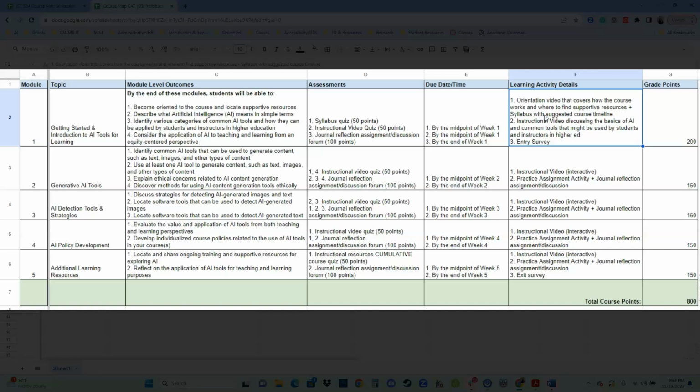And then I have my learning activity details. This is a fully online course, so they're going to need to watch an orientation video. That's going to be paired with the things in the syllabus quiz. Then there's going to be another instructional video that talks about the basics of AI and common tools that might be used by students and instructors in higher ed. And then I'm going to have them engage in an entry survey as well.